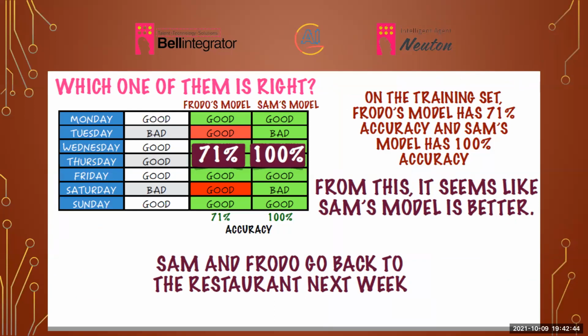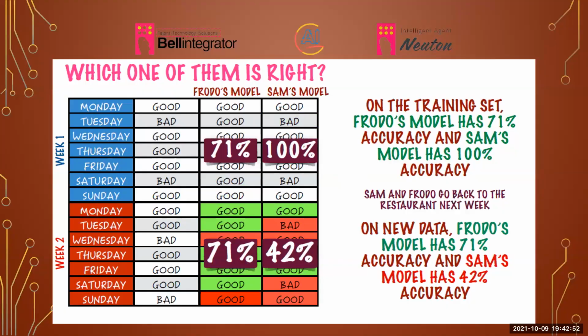Now let's see what happens when the test data comes in. So the next week they go to the restaurant. Okay, week 2. What happens is the food is good on Monday and on Tuesday, so Sam's model goes wrong. On Wednesday it was bad, but both predicted it as good, so that went wrong too. Then on Friday everything was fine. On Saturday, Sam said bad, but it was good that day. And on Sunday it was bad, but both predicted good.